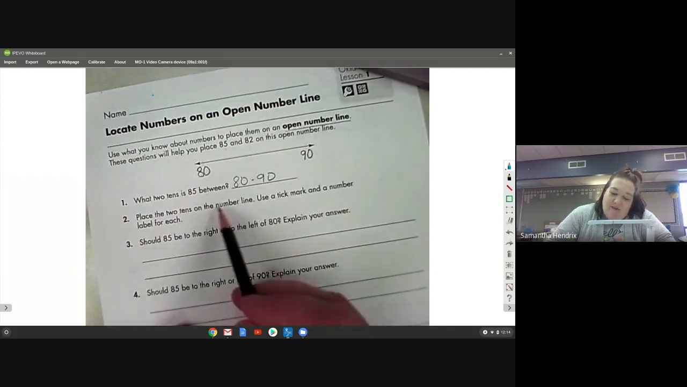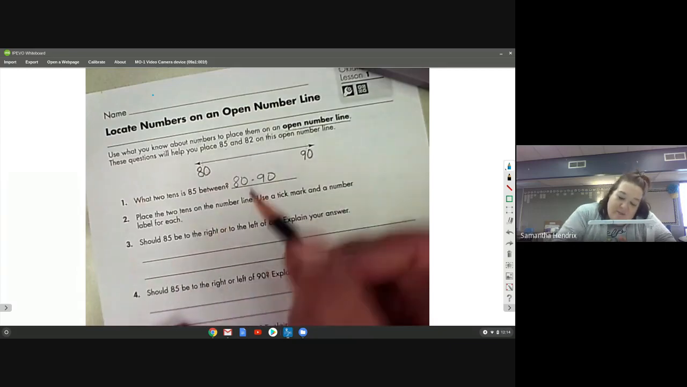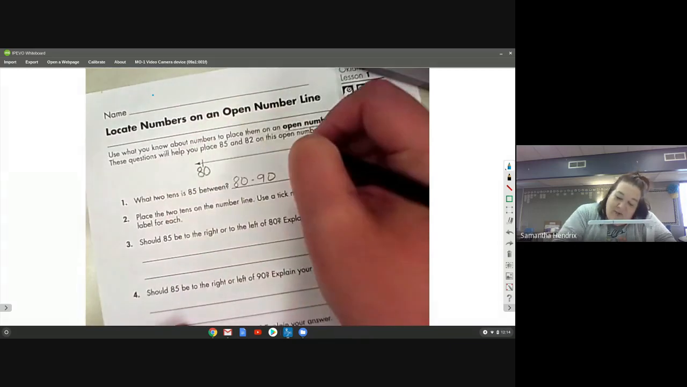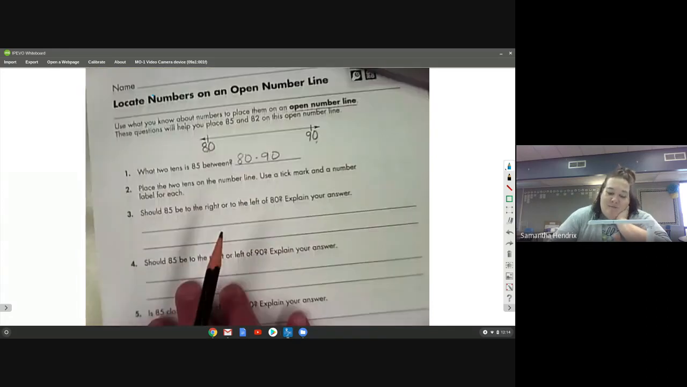Place the 2 10s on the number line. I already did that. Use a tick mark and label for each. So this is a tick mark, just a little line on the number line, and then we labeled them, okay?